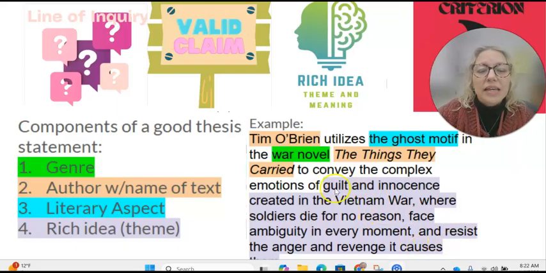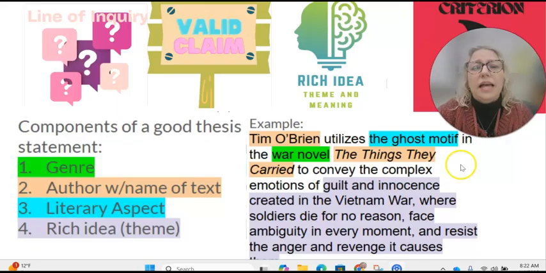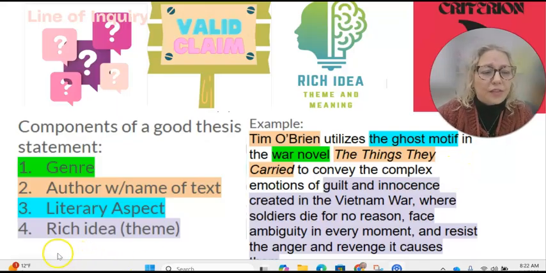So they are making a point. They're making a claim, and it has an interesting idea. Someone could argue against this. It's not just regurgitating the theme. It's taking a stand and arguing a position about that theme.